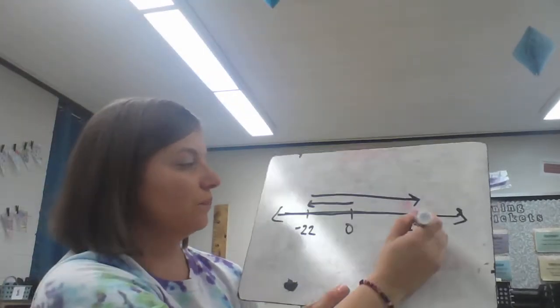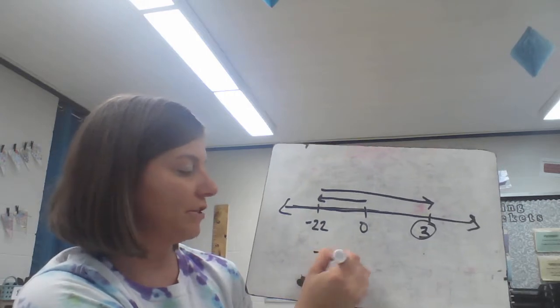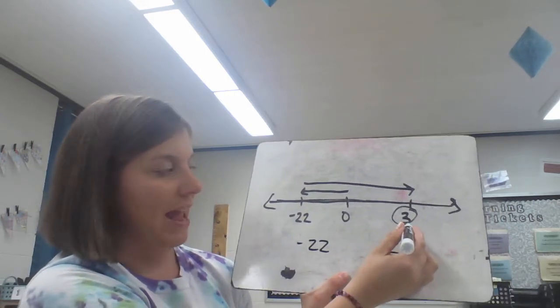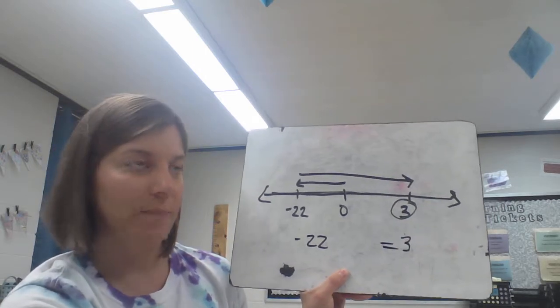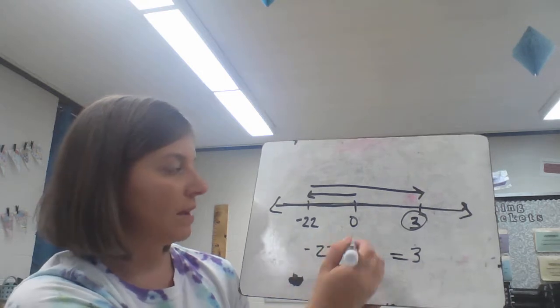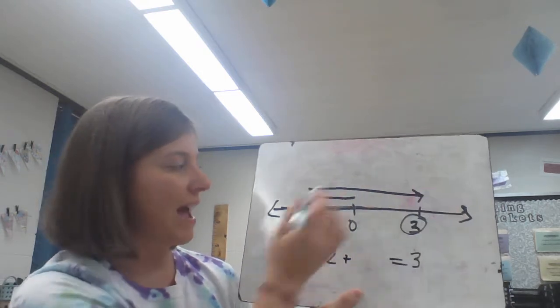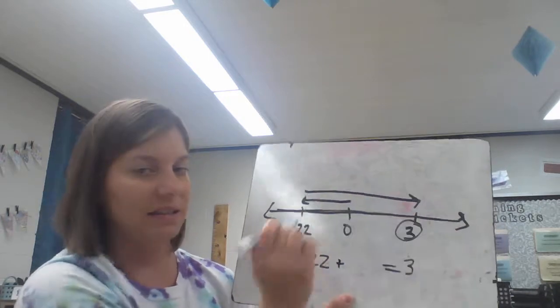Okay, so negative 22 is where my first arrow goes. My second arrow stopped at 3, so I know my answer is 3. So if I were going to write this as an addition problem, because my arrow is going forward, I have to figure out from negative 22 to 3, how long is this line?